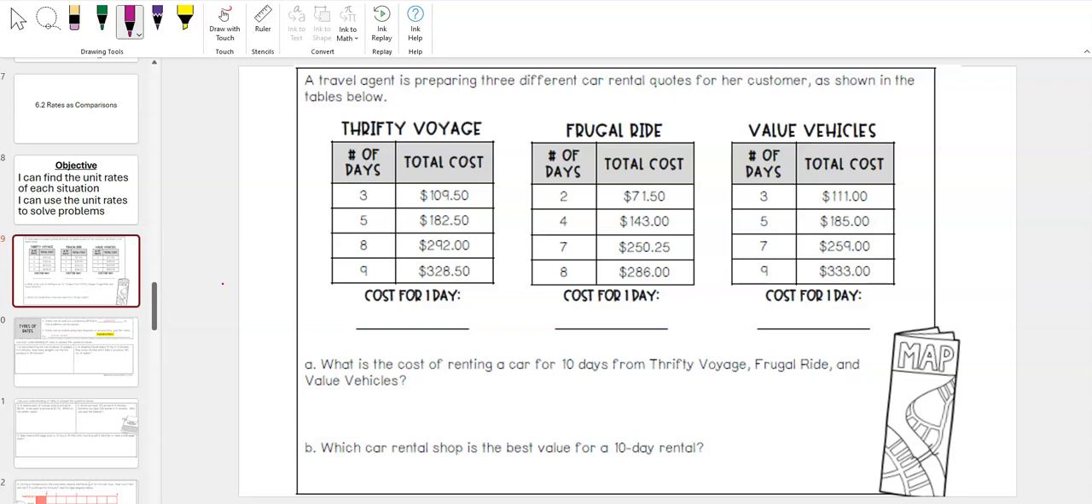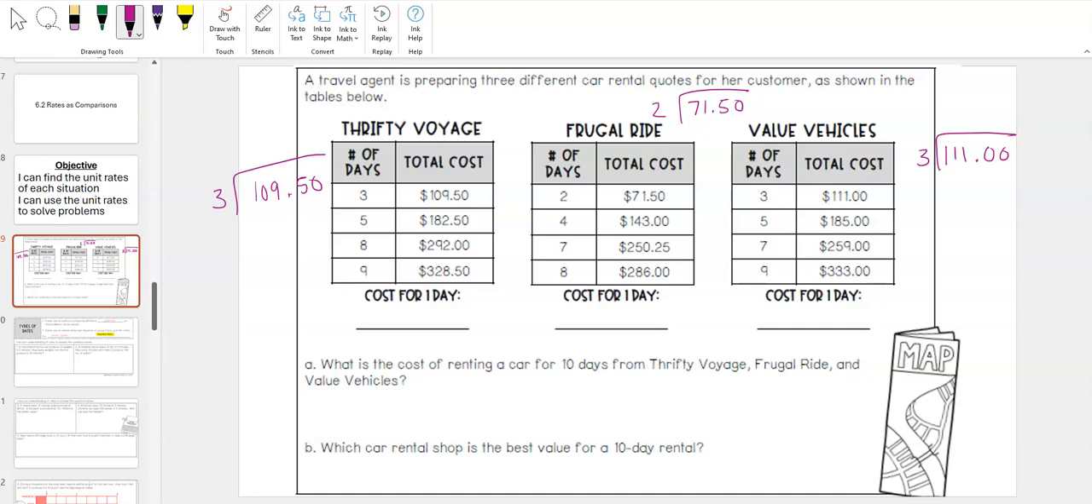So in order to find the cost for 1 day, we need to divide. Now you can see that none of these dates match across all 3, so I can't use any of these as one thing. So in order to find the cost for just 1 day, I'm going to take the smallest value and I'm going to divide. So I'm going to do 109 divided by 3 over here, 109.50 divided by 3. I'm going to do 71 and 50 cents divided by 2. And for Value Vehicles, I'm going to do 111 divided by 3.